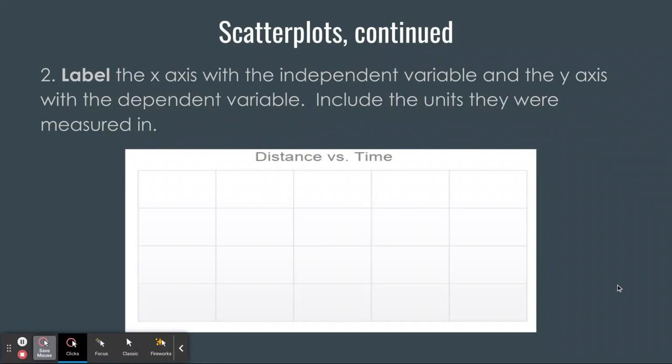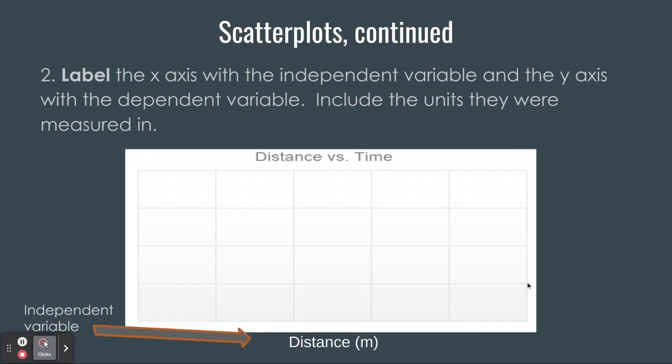Okay, so when it's time for graphing, you are going to label your x-axis with the independent variable and your y-axis with the dependent variable. Make sure that you include the units they were measured in. So my independent variable will go down here, which would be distance in this case, and my dependent variable goes on the y-axis, so that's going to be time. And notice that I put, in parentheses, the unit that I measured distance and time in.